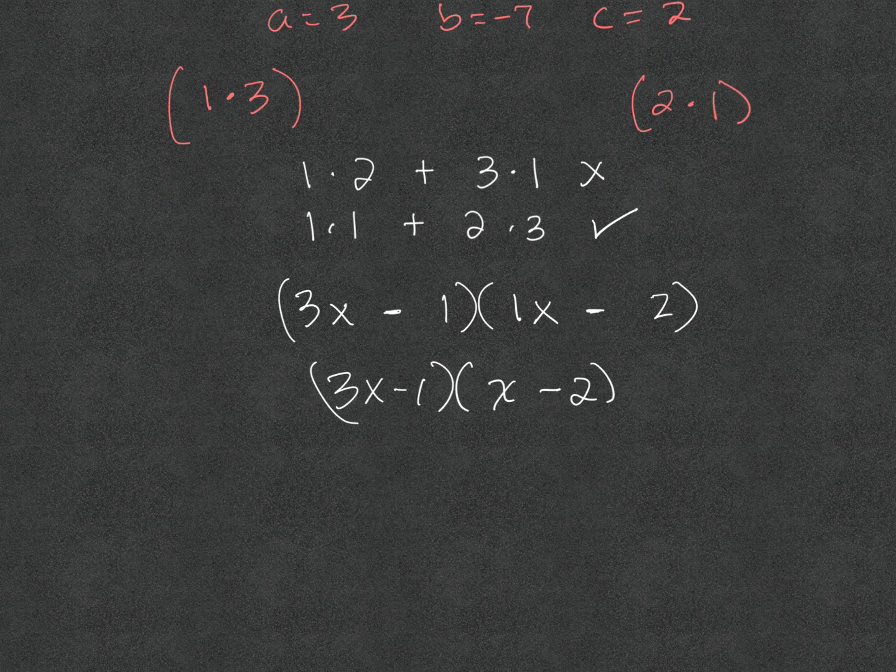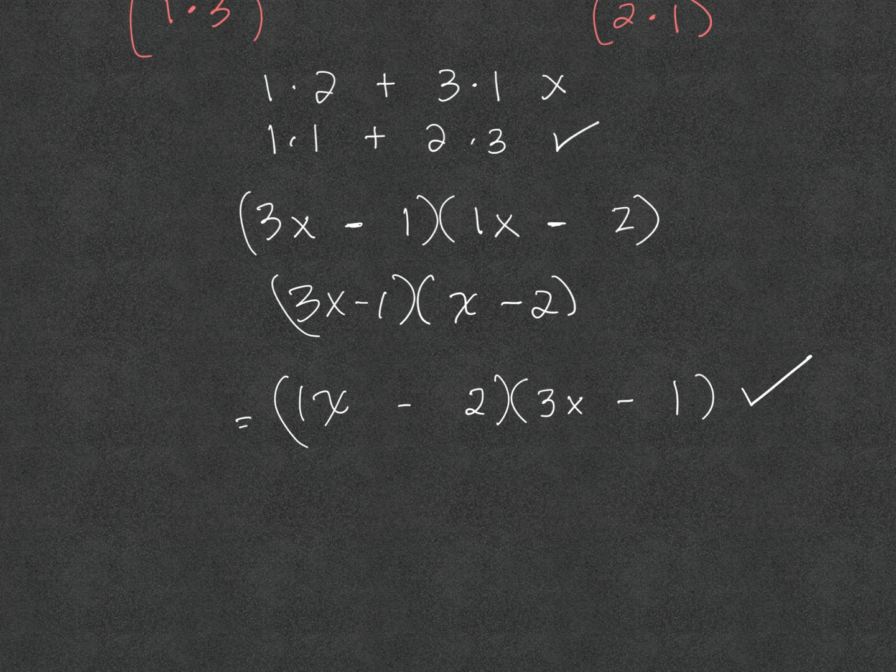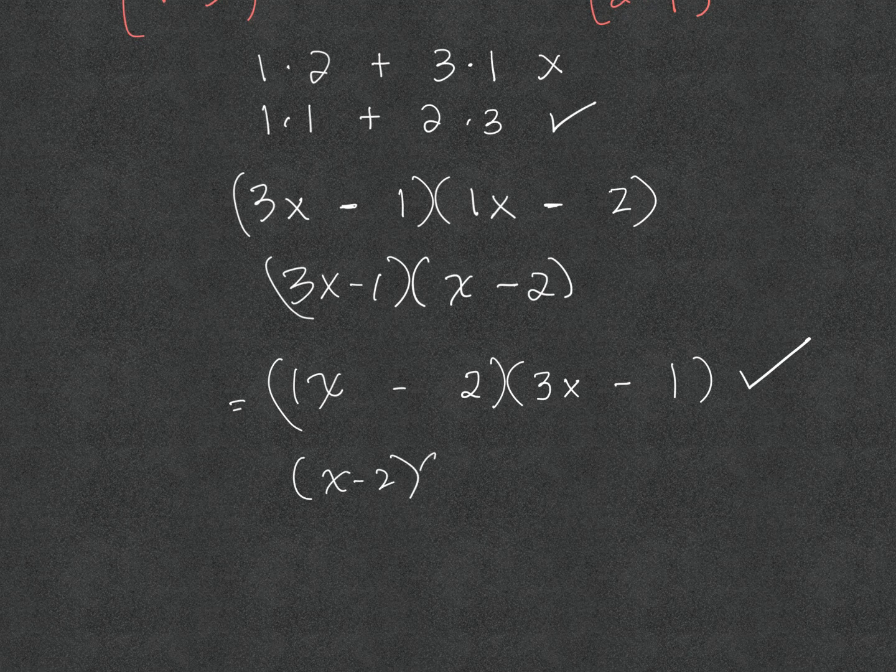Well, could I have done it a different way? Yes, I could have done the 1 on the outside. The 1's on the outside, then the 3 and the 2 are on the inside. Negative, negative. Outside times outside plus inside times inside gives me b, and that works. Let me write that a little bit clearer. That's x minus 2 times 3x minus 1. Outside times outside plus inside times inside. Don't worry, we're going to do a few examples if this is not clear.